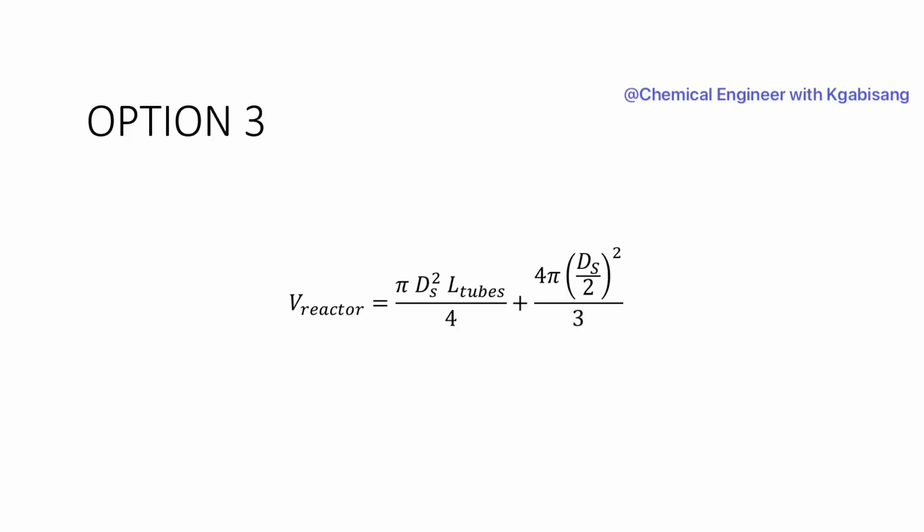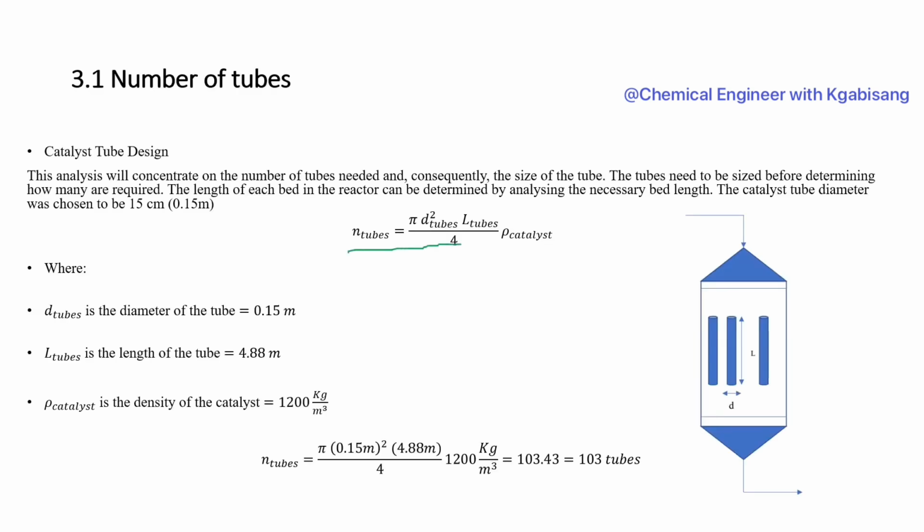Now, the third option that one might want to consider. I got this one from literature. It basically takes into account the length of the tube, also the diameter of the shell. So to calculate the number of tubes, we are going to take into account the diameter of the tube, which can be assumed to be 0.15 meters, the length of the tube, which can be assumed to be 4.88 using the Towler and Sinnott textbook, and lastly the density of our catalyst given to be 1,200 kilograms per meter cubed.